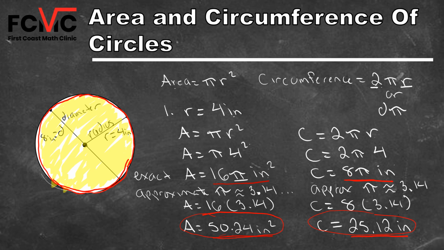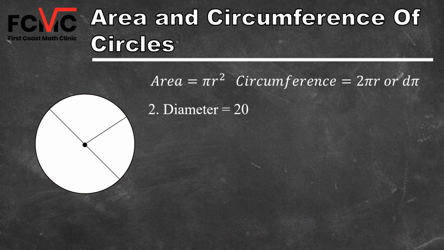All right, so let's get into some examples where we calculate area and calculate circumference of circles. So for example 2, our diameter is 20. So if our diameter is 20, our radius has to be half that, 10. And we'll just include the label inches again. So 20 inches and 10 inches. So if we're labeling that on our circle, then we've got 10 inches here. And this entire distance here is 20 inches.